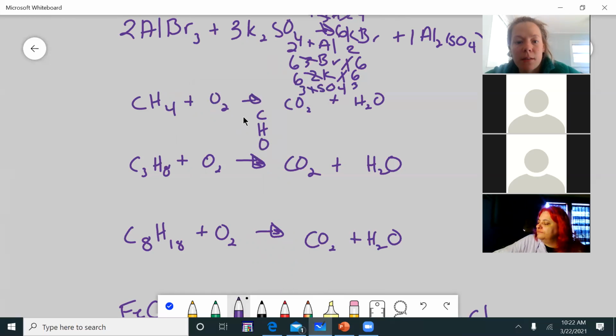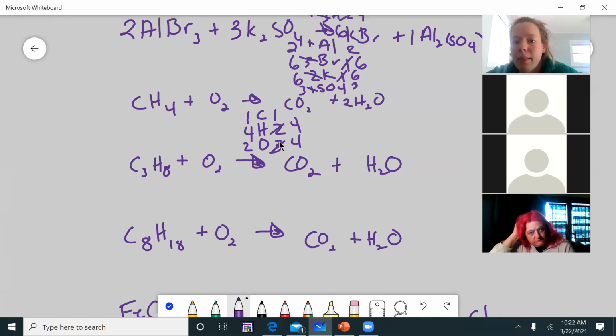I'm going to first do carbons, 1, 1, then hydrogens. I've got 4, 2, oxygens, 2, and here is 3. So leave oxygen to the end. Carbon is good right now, hydrogen isn't. So if I throw a 2 in front of here, that will balance out my hydrogen and it will give me oxygens of 4. I like that anyway, because then I can put a 2 in front of here and we get 4 and we're balanced.